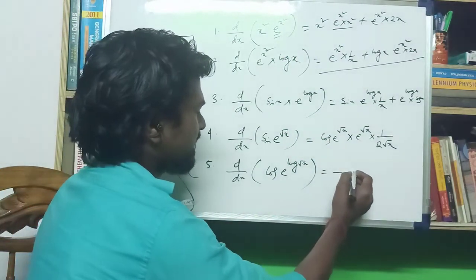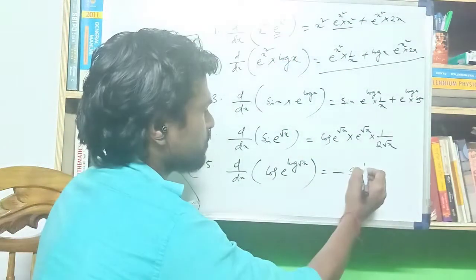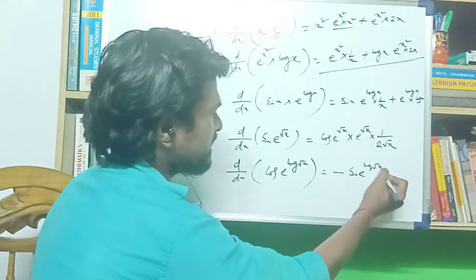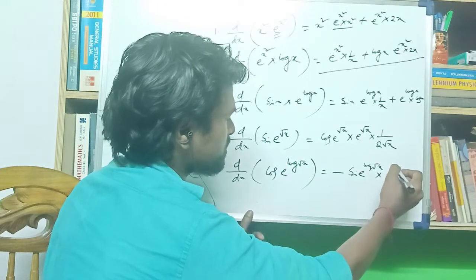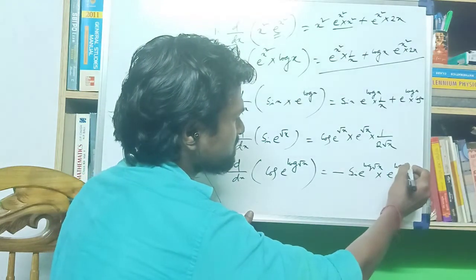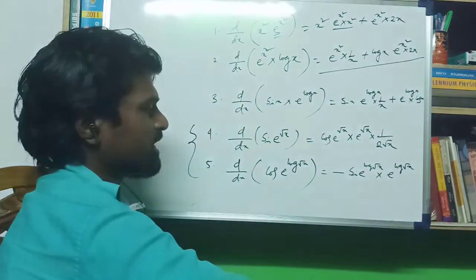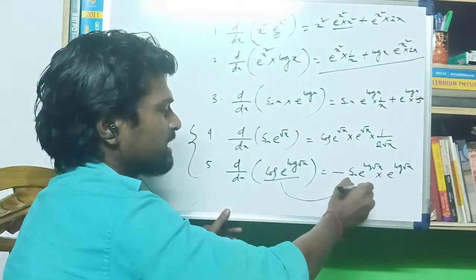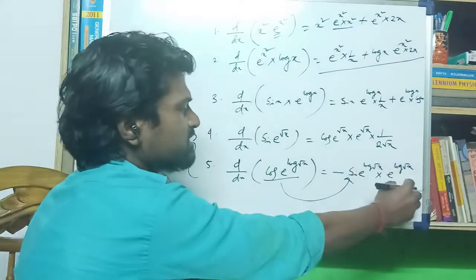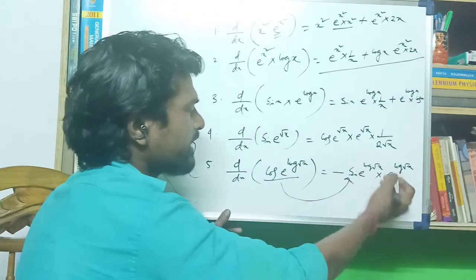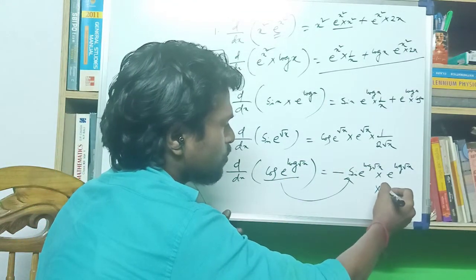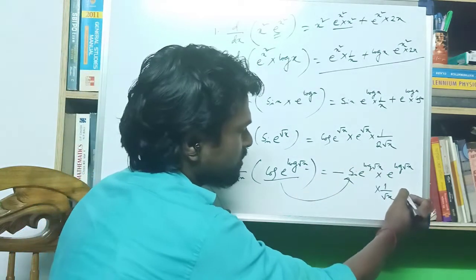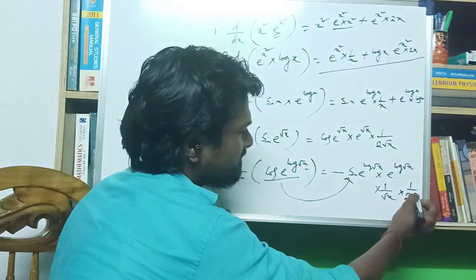Again cos means sin e to the power of log root x, sin e to the power log root x into exponential derivative of the exponential. So e to the power of log root x. Again you have to write cos e to the power of this means minus sign, and e to the power of this means this one. Again log x means into 1 by root x into root x. Root x means 1 by 2 root x. So the derivative is done.